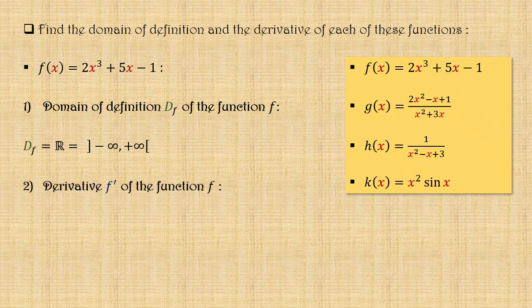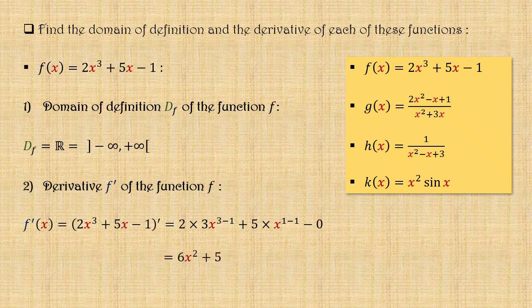As for its derivative f prime, we have f'(x) equals the derivative of 2x^3 + 5x - 1, which equals 2 times 3x^(3-1), plus 5 times x^(1-1), minus 0. Hence, f'(x) equals 6x^2 + 5.